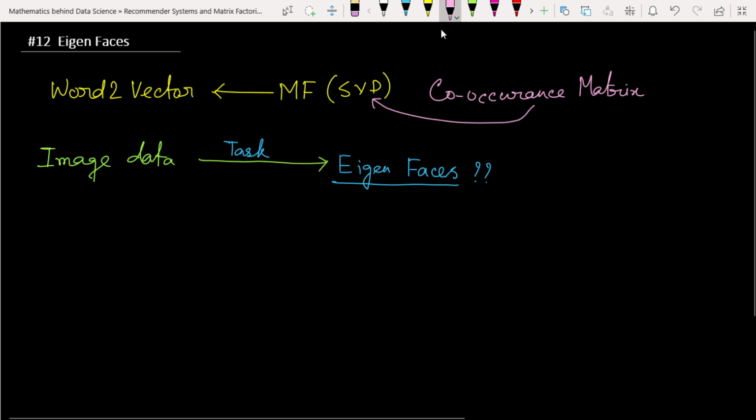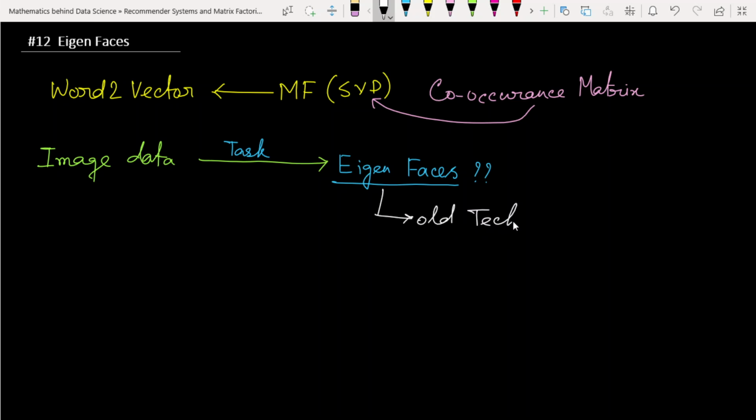Eigenfaces are an early technique for face recognition. You can treat these things like eigenvectors of human faces. Actually, this is a very old technique for face recognition.